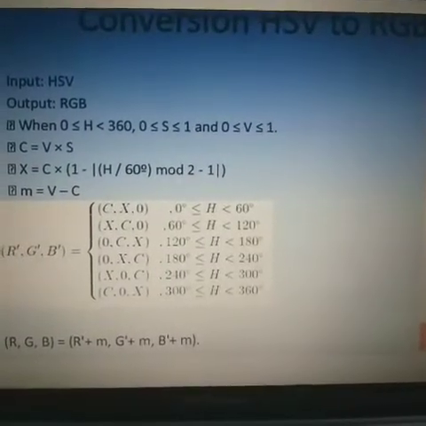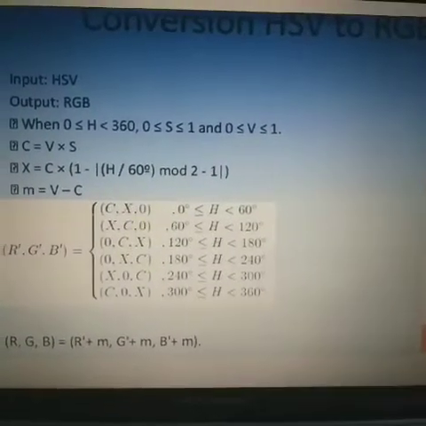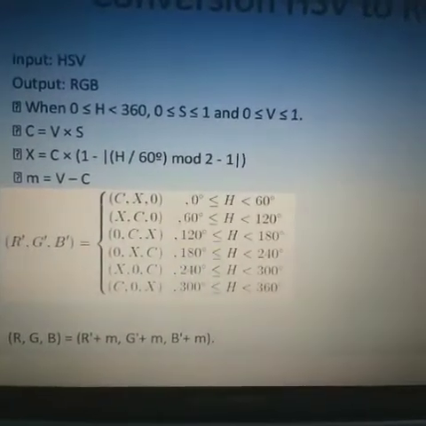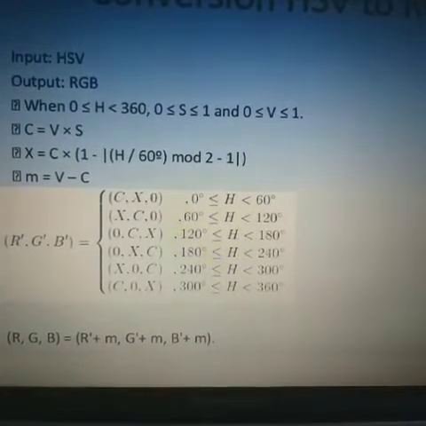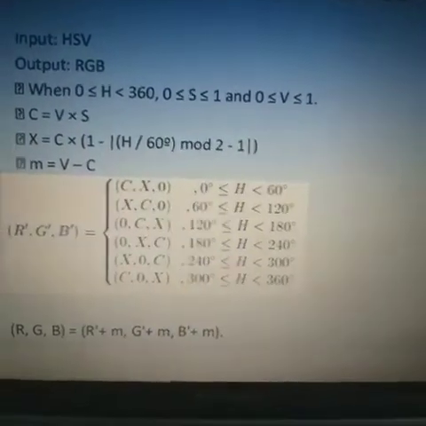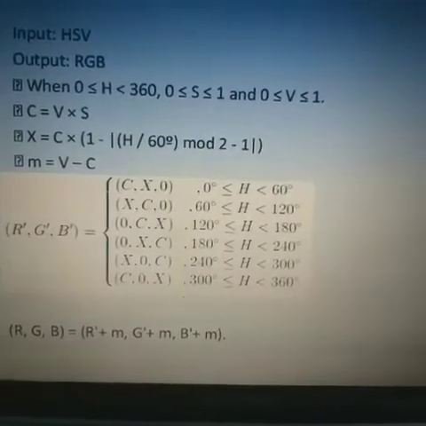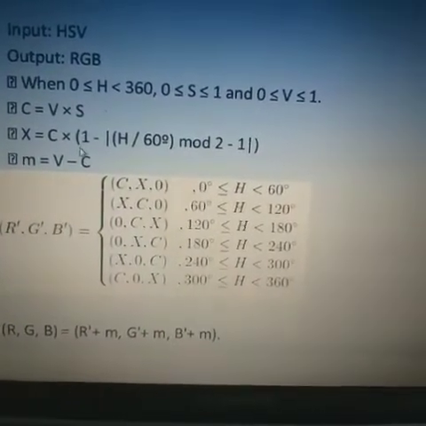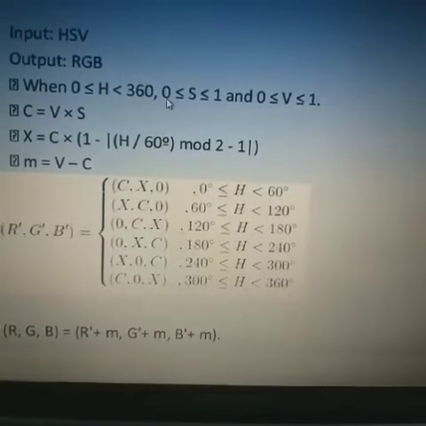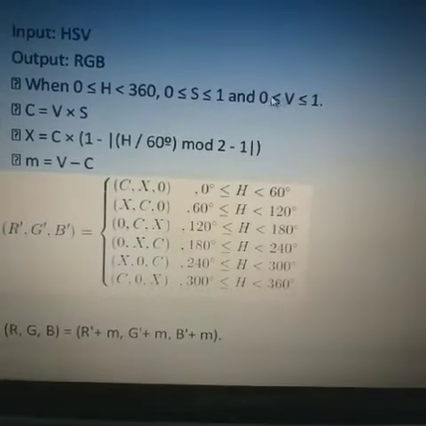Next, we have the conversion of HSB to RGB. For this conversion, we have the input that is HSB and we want the output in the RGB model. The hue value ranges from 0 to 360, saturation between 0 and 1, and the value 0 to 1.